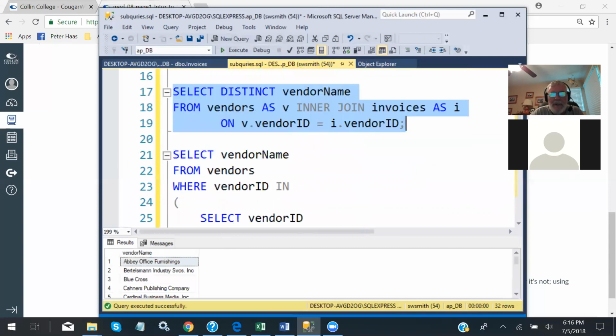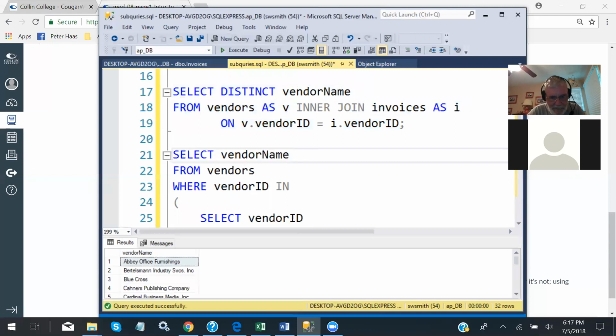Now, the difference here is that I can pull another field. So if I want to see something about vendors, so I want to see the vendor name and their associated vendor IDs, okay? I could say this one, it would be very easy. I just add the vendor ID to the select. Here, I can't put vendor ID.